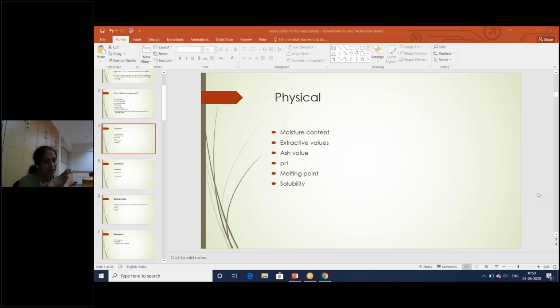So coming to the extractive values. You don't know what constituents are in the plants, so you're going to extract them in different solvents. Medicinally active ingredients are present in the plants that you are going to extract with the different solvents, and that is called extractive values. Ash values, some inorganic material will be present in the plant.